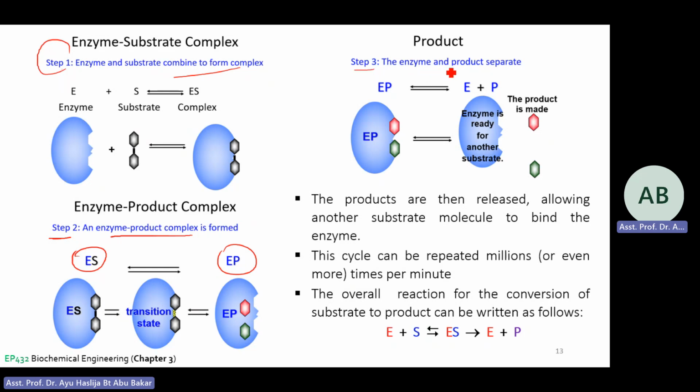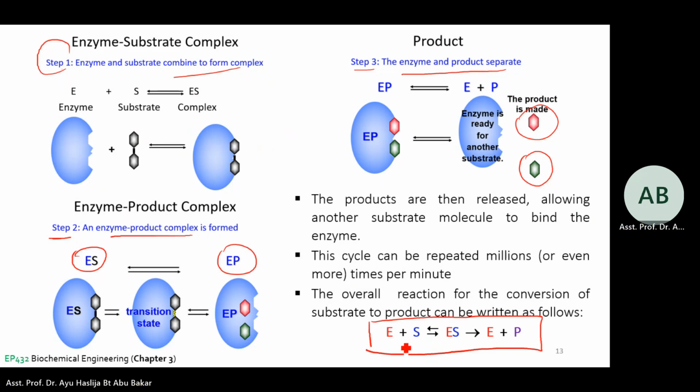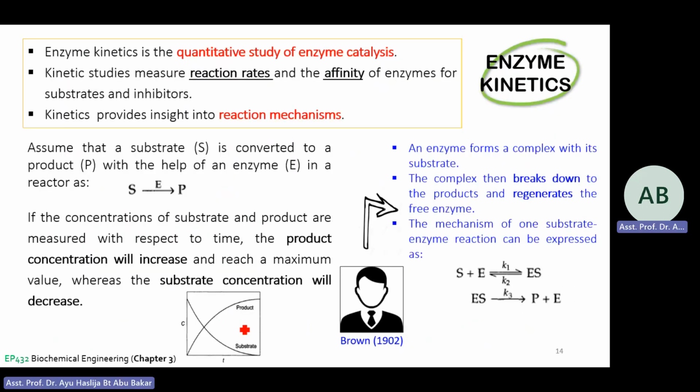Step 3 is when the enzyme and product separate. When the product has been produced, the product will be separated from the enzyme. So this is the product made. This is perhaps the byproduct. So they involve 3 steps: ES complex, EP complex, and product. These steps are important for you to understand in the coming subtopics. So here is the general form of the product formation from substrate and enzyme. For enzyme kinetics, it will involve the 3 steps just now.